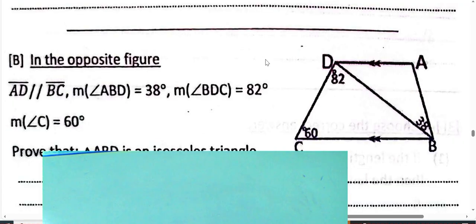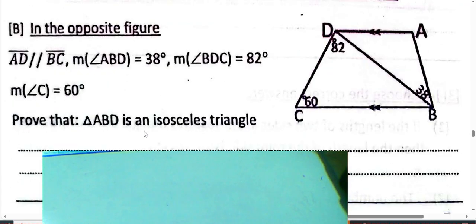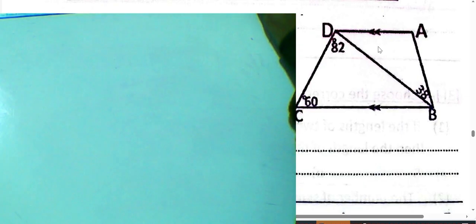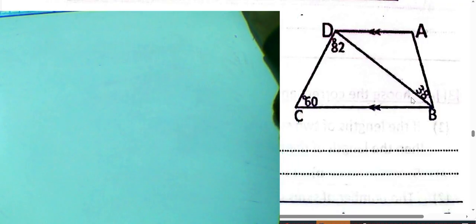Next question. In this example, we want to prove that triangle ABD is isosceles. Okay, first step, we have a straight line here, parallel. You want to prove this triangle is isosceles, meaning we can find this angle from the first triangle. In this triangle the sum of interior angles equals 180. We can find the measure of angle DBC: 180 subtract from 82 plus 60.